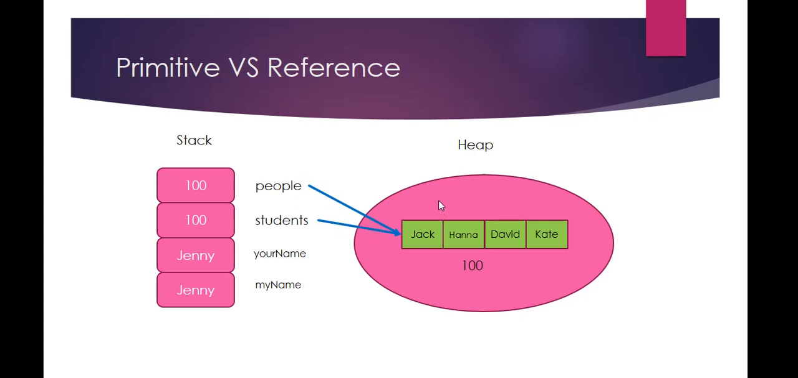And any kind of change that we make to this array by using people or students is visible to any other reference to this array. For example, if I make another array customers, okay, and I assign people or students to it, any kind of change that I make to this array by using people or students is going to be visible to customers as well. Okay, so this is the story of reference and primitive types.